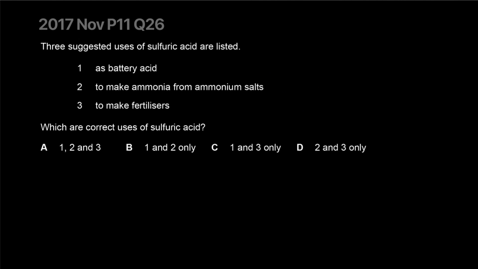3 suggested uses of sulfuric acid are listed. It is used as a battery acid. That's very common. Battery acid, yep. To make ammonia from ammonium salts, ammonia is actually made from nitrogen in the atmosphere and hydrogen from cracking that's produced, right? And one reason I remember that is ammonia manufacturing plants are generally closer to petroleum plants, oil refineries, so they can easily collect the hydrogen from there and process it to make ammonia, which can make fertilizers. Sulfuric acid can also be used to make fertilizers with sulfates in them. So this is also correct. The correct answer is 1 and 3.